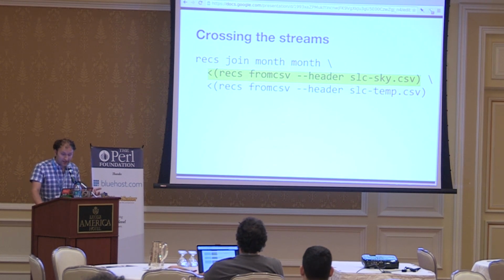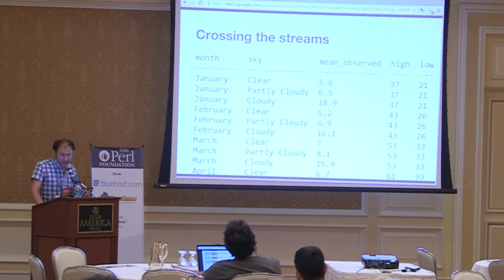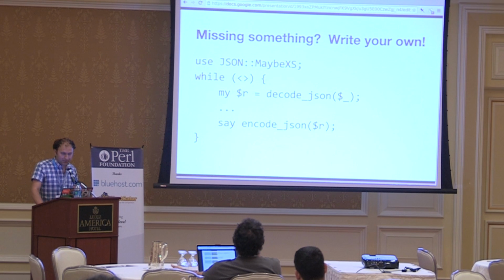The next is the left-hand side of the join, and we're producing a record stream from a CSV using Bash's nice subshell redirection syntax. We do that again for the temperature data. And then if we look at the results, we now have each month's high and low merged into our sky records. The join command sensibly defaults to an inner join, but it also supports left, right, and full outer joins.